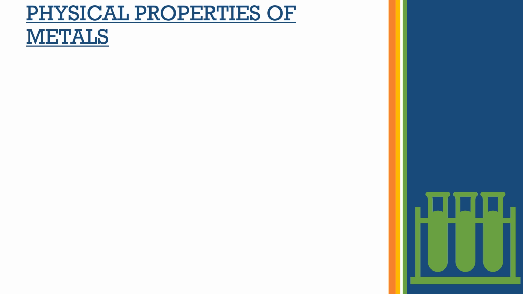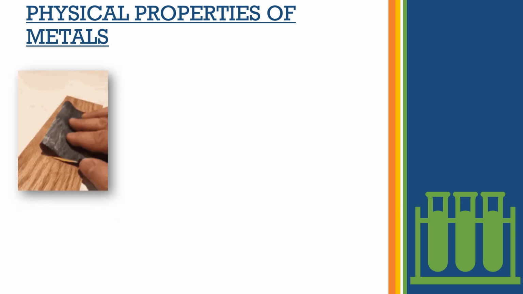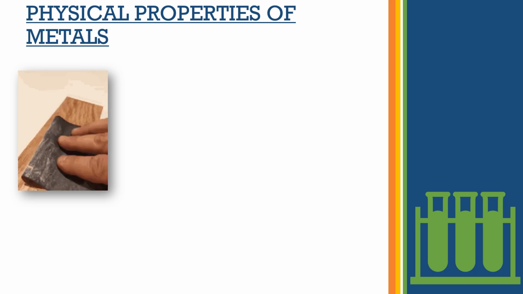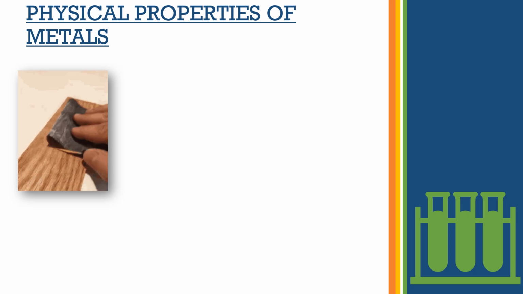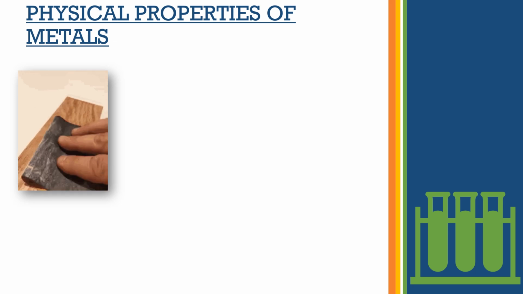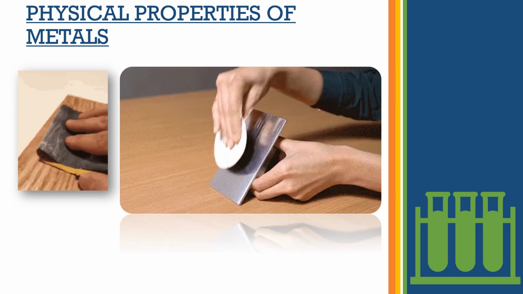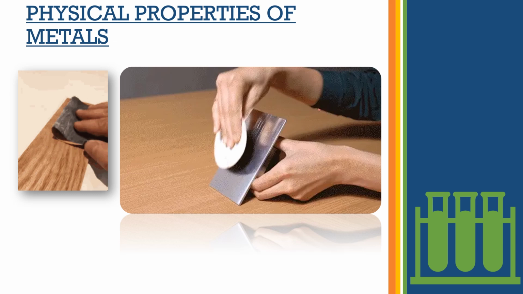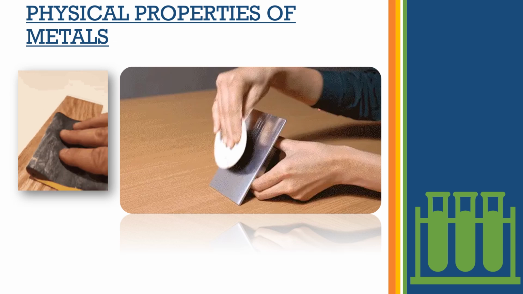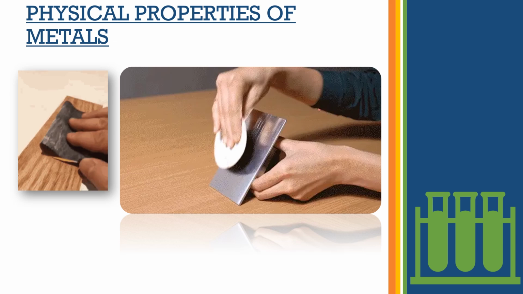So here we will see the first property of metals, that is metallic luster. Here you can see the person is rubbing a wooden surface with sandpaper. After rubbing with sandpaper, are you going to see any luster, that is any shine coming from the wooden surface? No. But in the second picture, you can see that the metal is already shining. The shining thing is nothing but what? It is metallic luster.